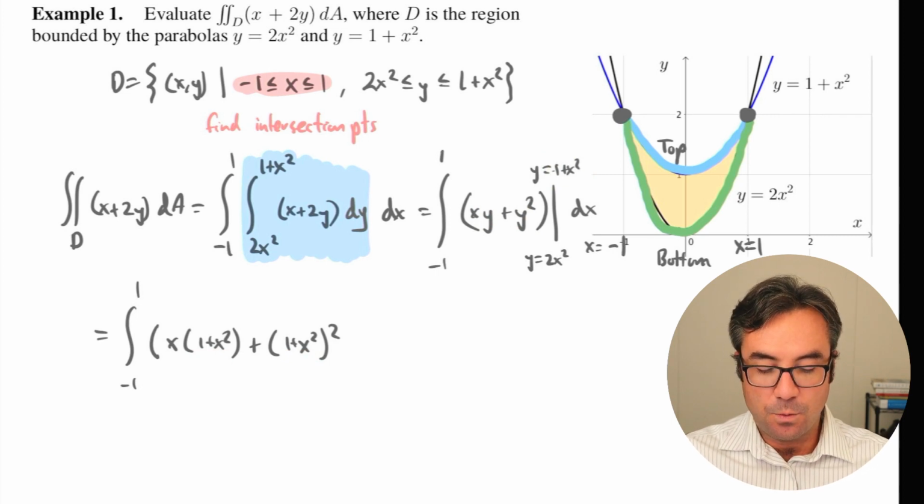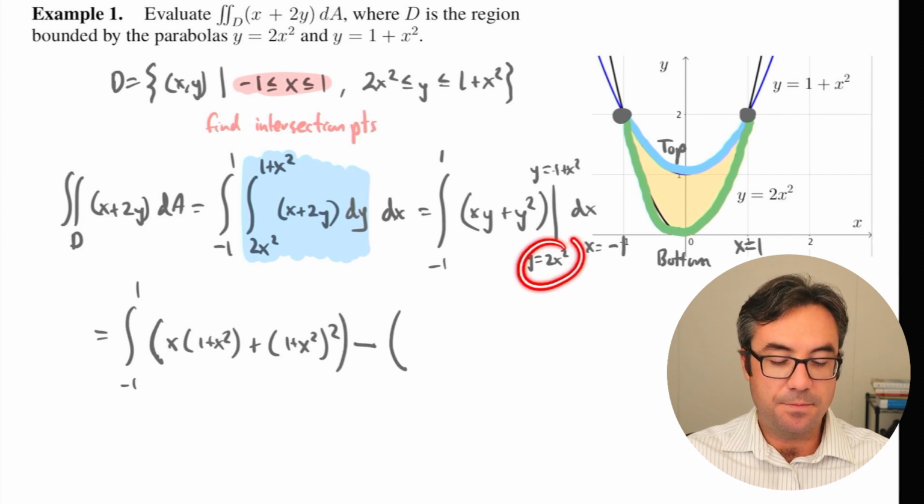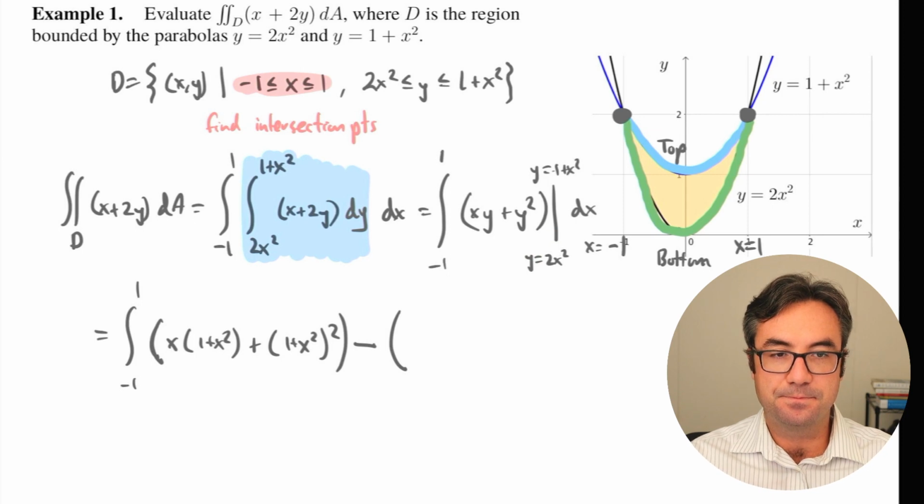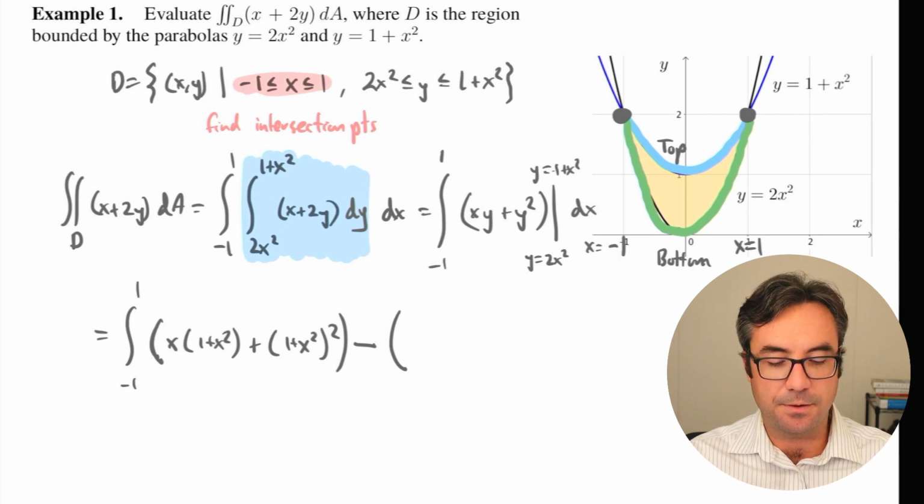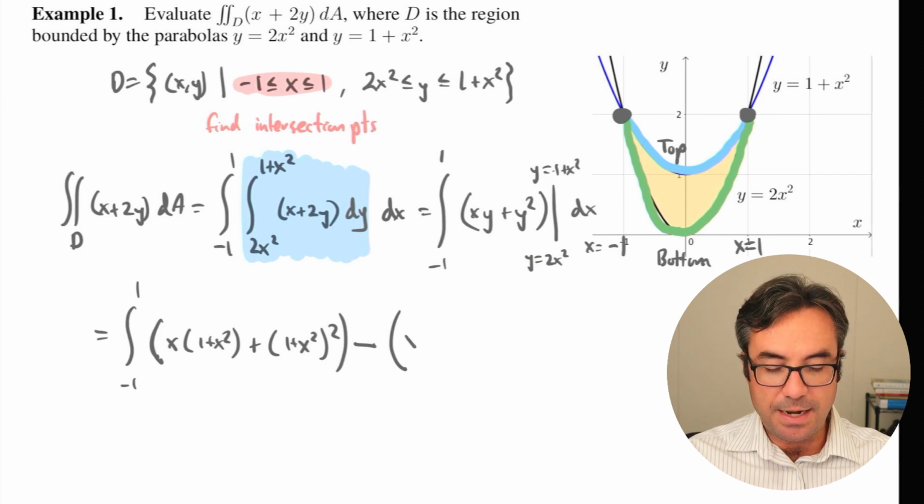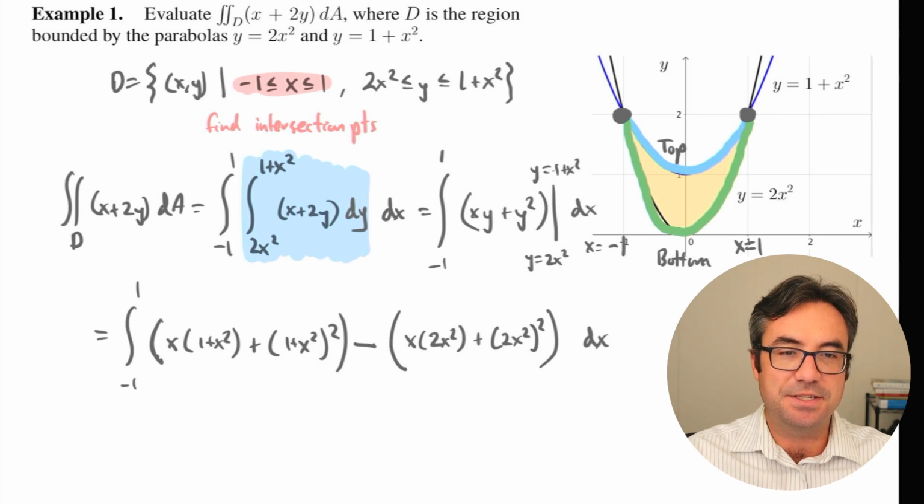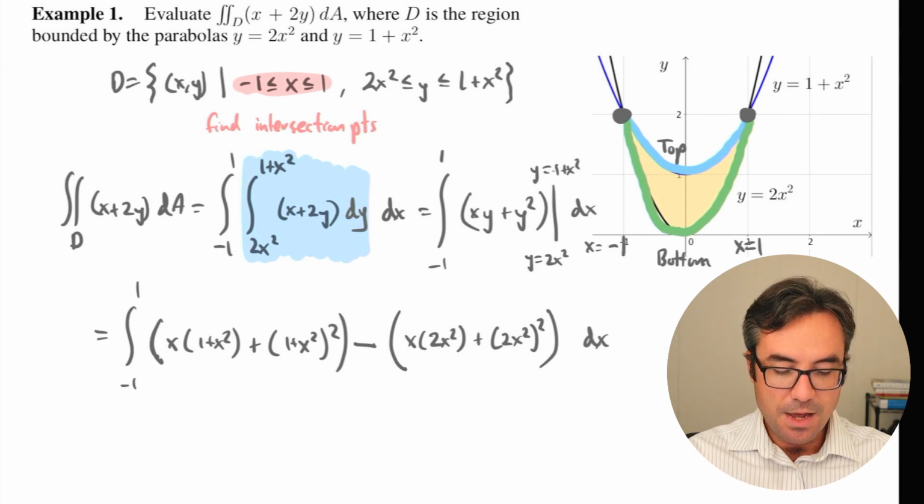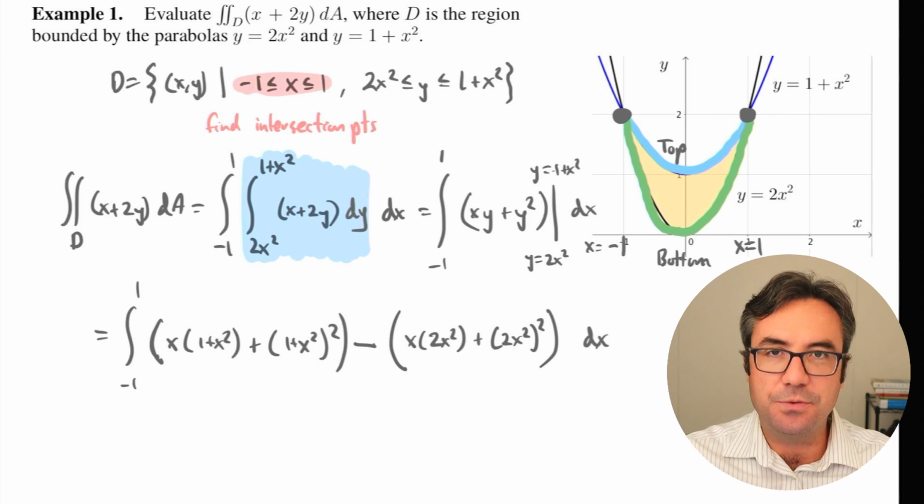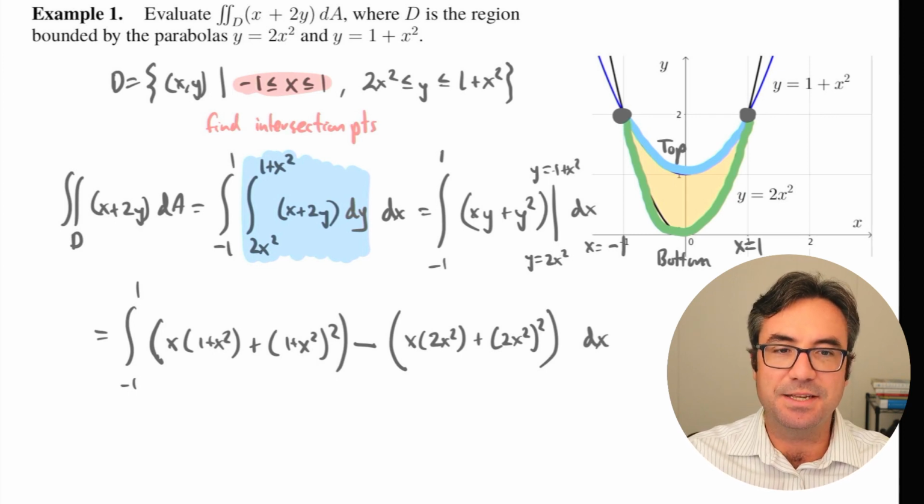Well, then we subtract, and then we plug in the bottom portion, just like doing a regular definite integral here. And so when we do that, we get x times 2x squared plus 2x squared squared. And then we're going to have to simplify this down as much as possible before we try to do the x integration.